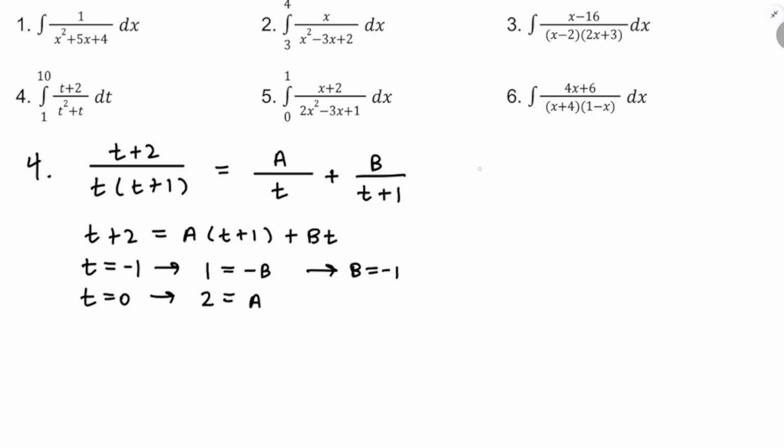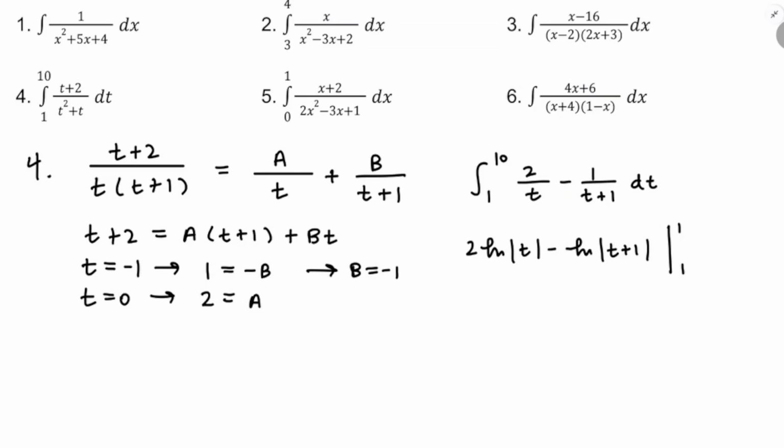And so now I'm integrating from 1 to 10, 2 over t minus 1 over t plus 1. An antiderivative for 2 over t with respect to t would be 2 natural log of the absolute value of t minus 1 natural log of the absolute value of t plus 1. Let t run from 1 to 10.